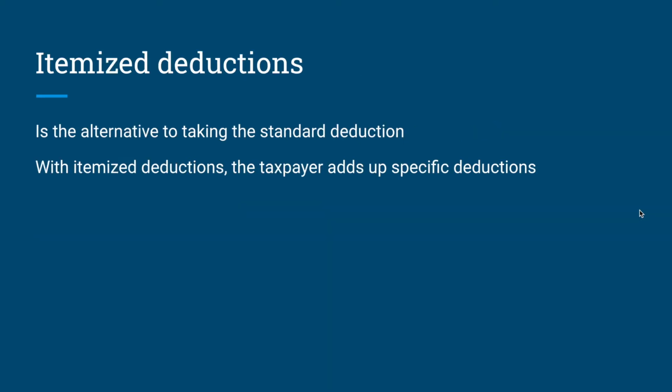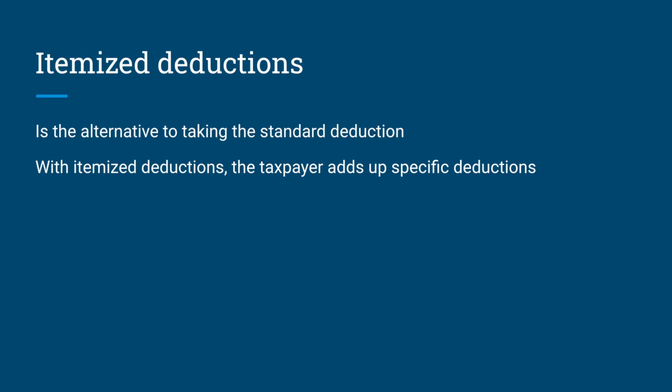And so moving on from standard deductions, now we're going to talk about what itemized deductions are. And so really what it is, it is the alternative to taking the standard deduction. With itemized deductions, basically what happens is the taxpayer goes through one by one and says, this is the amount I can deduct for this expense, this is the amount I can deduct for this expense, and they add them all up to come to a total amount for their itemized deductions.